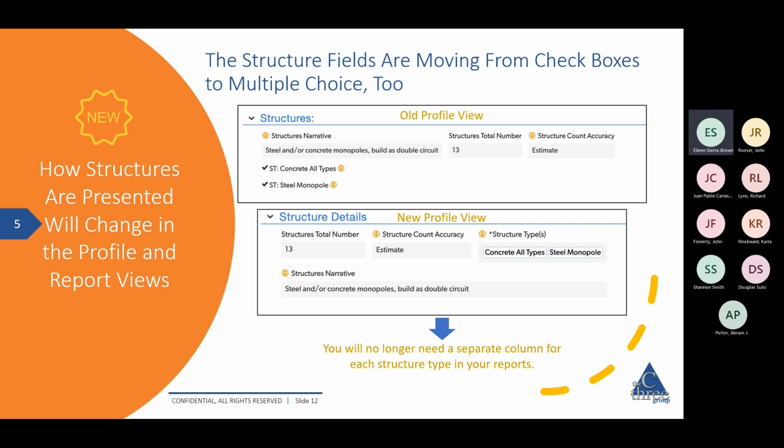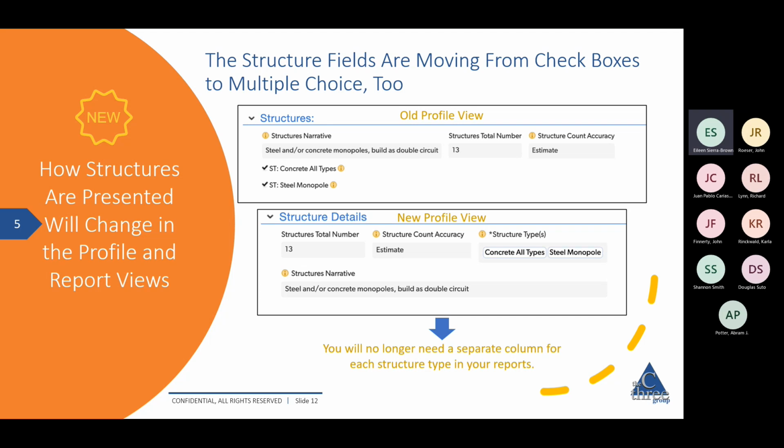Before, we would have a checkbox that would indicate if a structure type was within the project. Now it'll all be contained in one column instead of multiple checkboxes. And you can filter your reports again to have all or any of a particular structure type. We did rename, I believe it was a structure description. It's now called structures narrative.